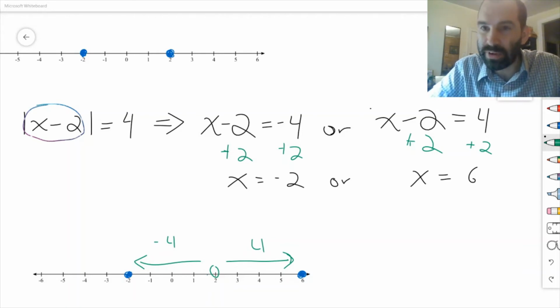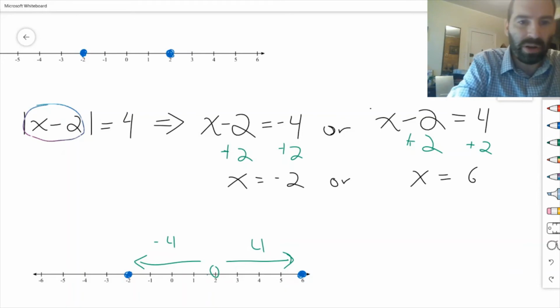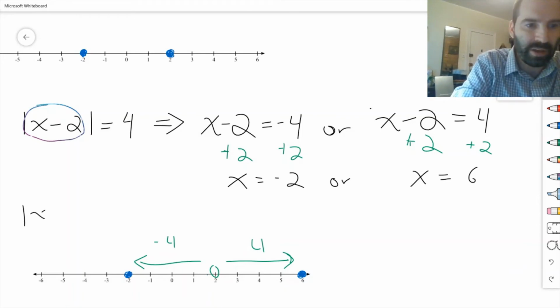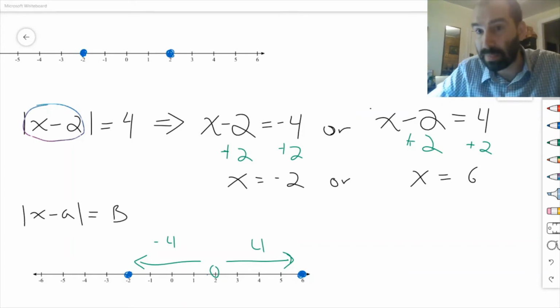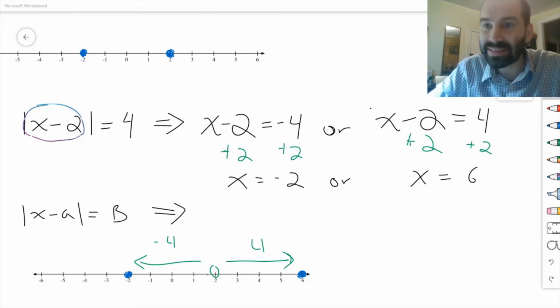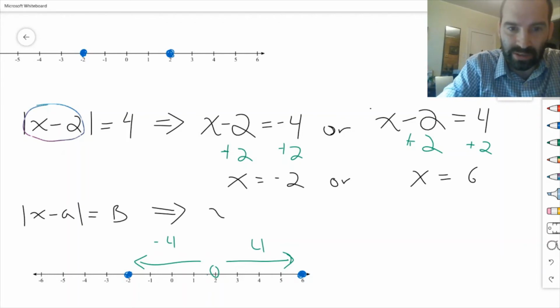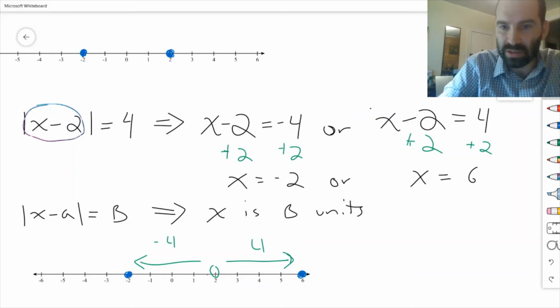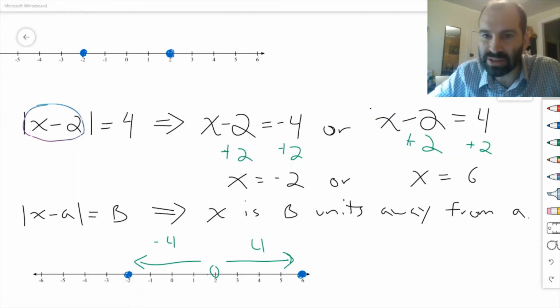So that's an interesting observation, and that's a very useful one here. Whenever we have an equation of the form x minus a equals b, and b is a positive number, that means that x is b units away from a, and there's two answers that satisfy that. You see, those 2 answers, -2 and 6, are exactly 4 units away from 2.